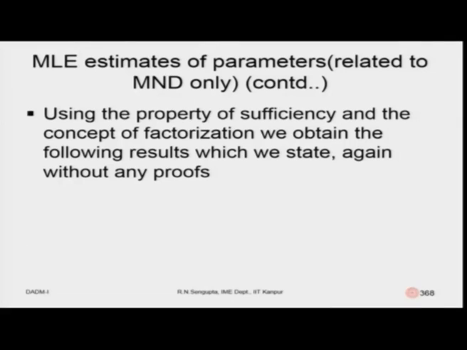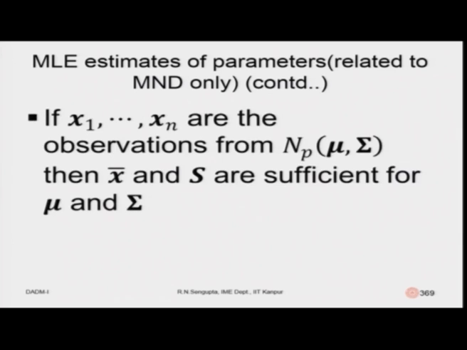So, using the property of sufficiency and the concept of factorization, we obtain the following results, which we state again without proof, and what I said as a general statement would be true for the univariate case and the multivariate case. So, if x1 to xn, now x1 to xn, all of them are vectors of size n cross 1.